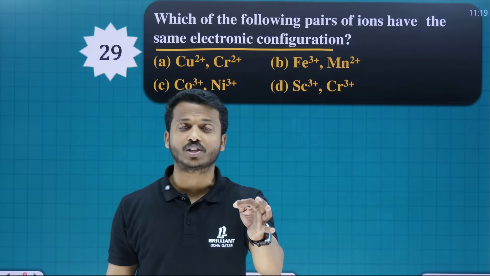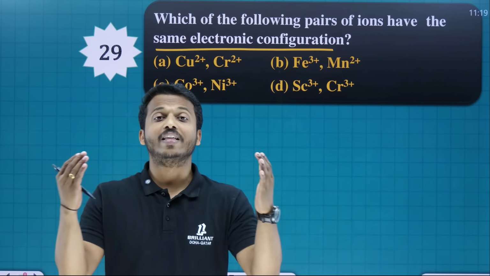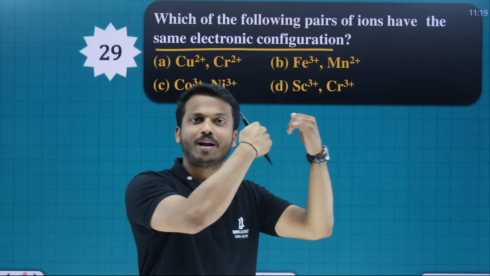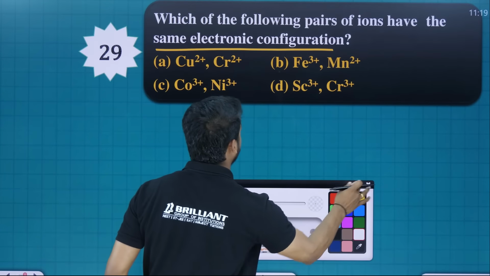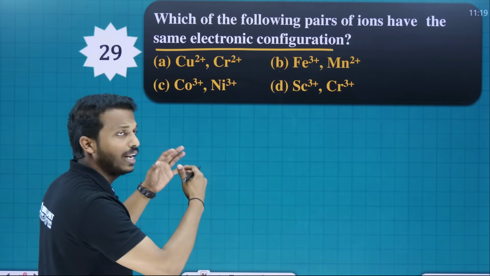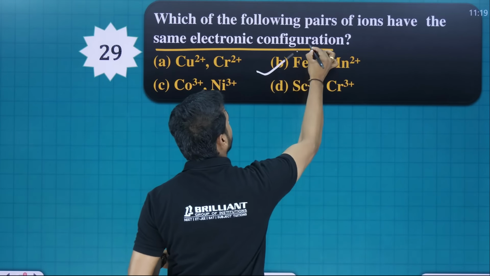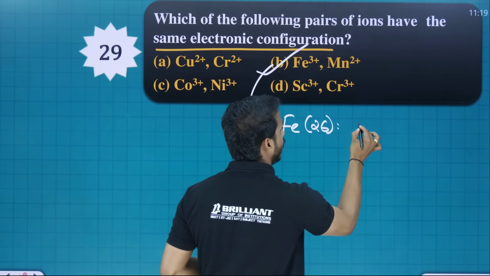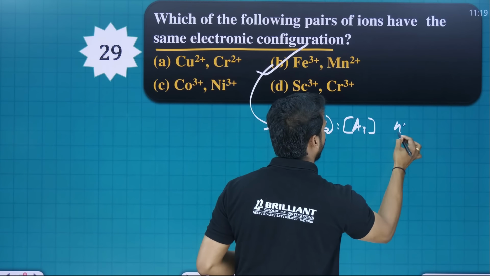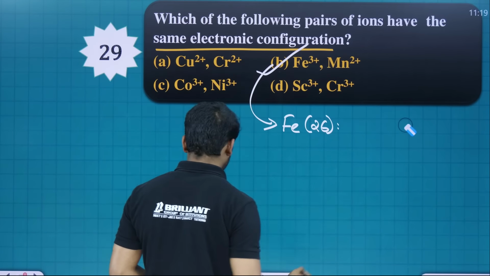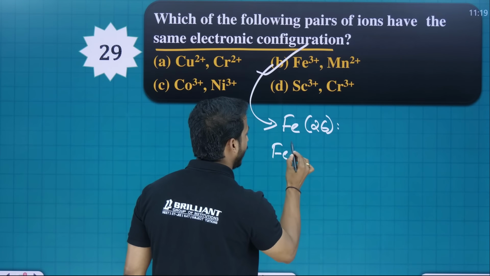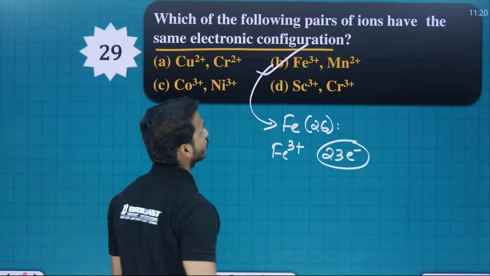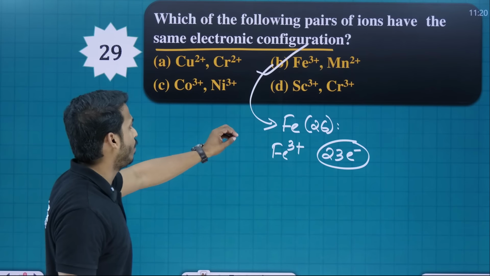Same electronic configuration means they have the same number of electrons. You can analyze it later; now I am going for the answer. The answer will be B. Let me check it. Fe, what is the atomic number? 26, right? Fe3+ means 3 electrons lost, so 23 electrons will be there.